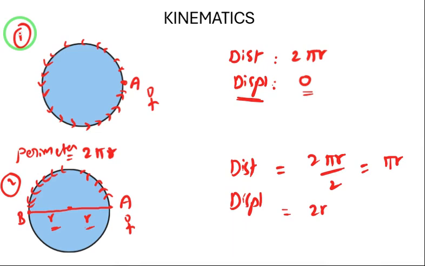Displacement is nothing but what? The shortest path between initial and final position. From initial position to final position, the shortest path you have to take for displacement. r plus r, 2r you are getting. Displacement is 2r, and distance is 2 pi r by 2, that is pi r. Hope you understood. Take the third example.